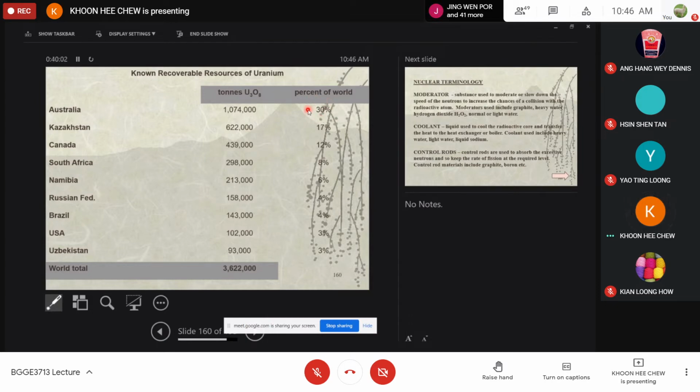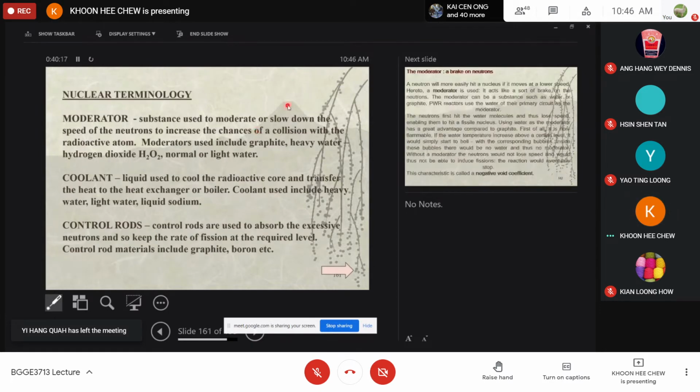Okay. So when we talk about nuclear energy, there are three things that we usually talk about. There is a moderator, the coolant, and the control rod. Okay, let's look at it briefly. What do we mean by moderator, coolant, and control rod? A moderator is a substance used to moderate or slow down the speed of the neutron, to increase the chances of collision. It slows down the speed of the neutron so that it can collide more with the uranium.